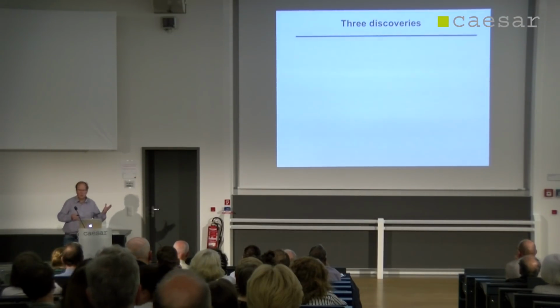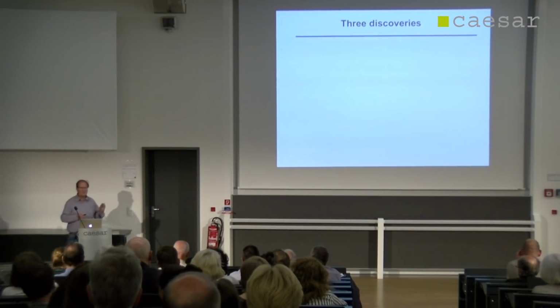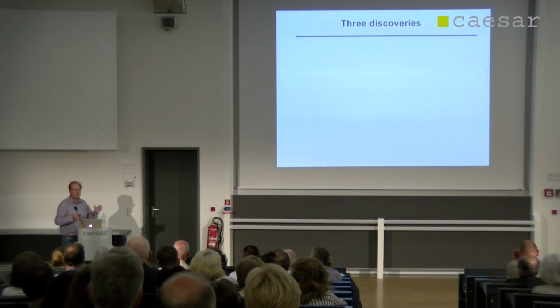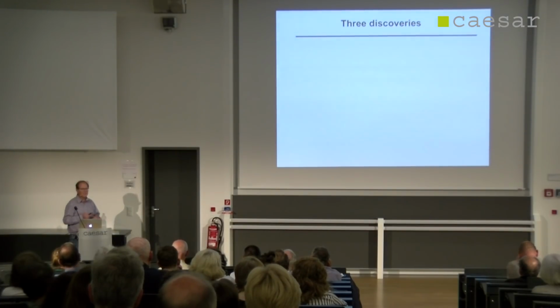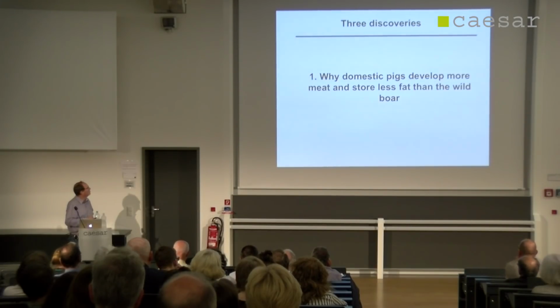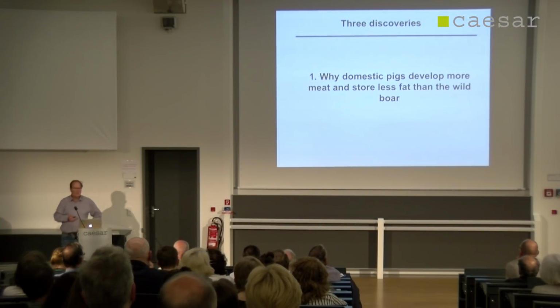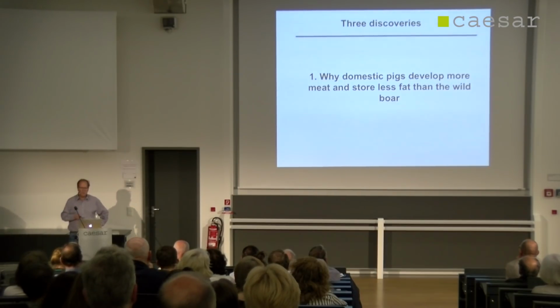But I can't talk about all the things we have done, so I have selected 3 discoveries which I think is illustrative and interesting to see what has happened with our domestic animals. So the first example I will give is this discovery of why domestic pigs develop more meat and store less fat than wild boars.